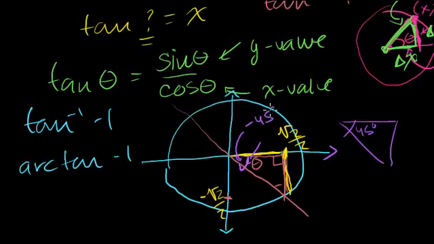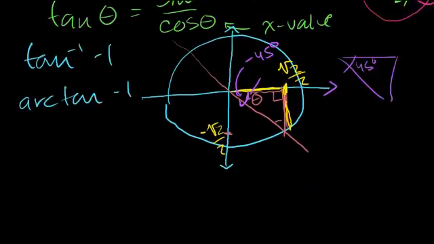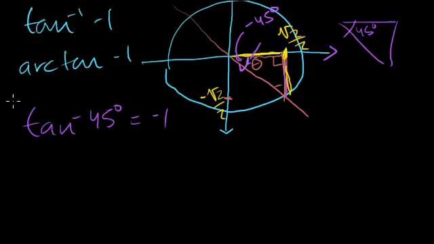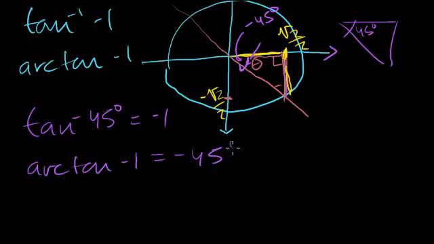Minus 45 degrees. So if the tangent of minus 45, let me write that down. If I'm in degrees, and that tends to be how I think, I could write the tangent of minus 45 degrees equals this negative value, minus square root of 2 over 2 over square root of 2 over 2, which is equal to minus 1. Or I could write the arctangent of minus 1 is equal to minus 45 degrees.